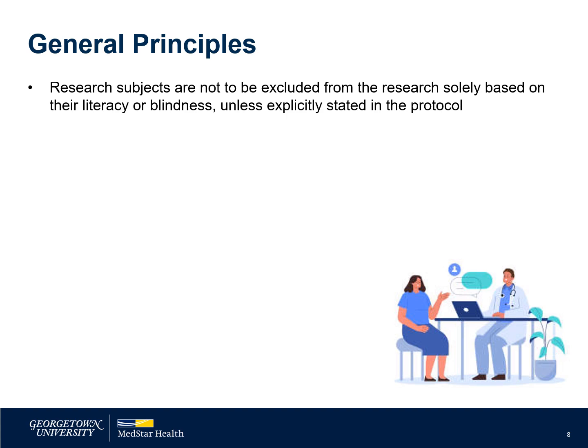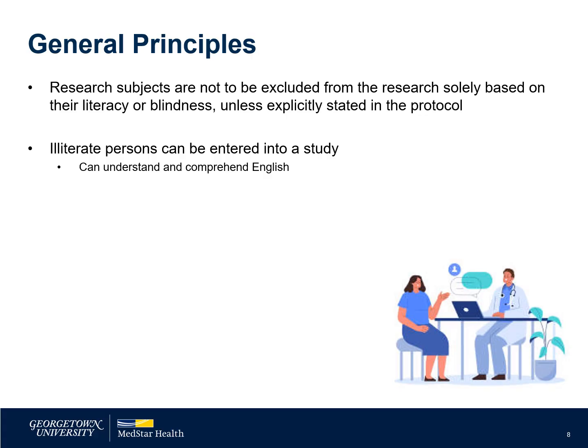English-speaking illiterate and legally blind research subjects are not to be excluded from the research solely based on their literacy or blindness, unless explicitly stated in the protocol. A person who can understand and comprehend spoken English but is physically unable to read or write, an illiterate person, can be entered into a study. Designated research staff and/or the investigator should not assume a subject's literacy or vision ability.